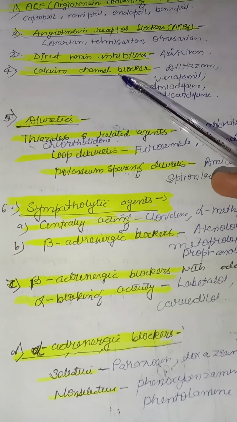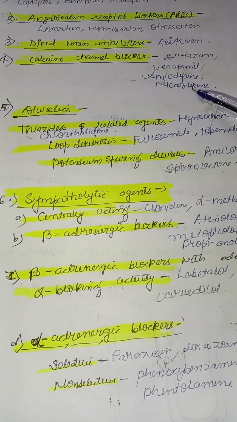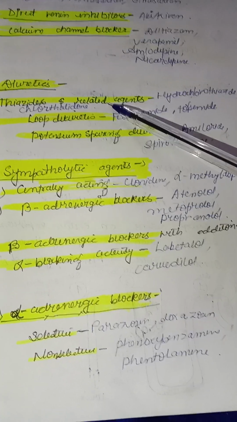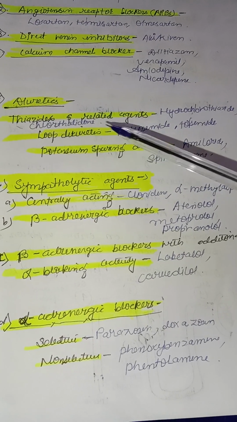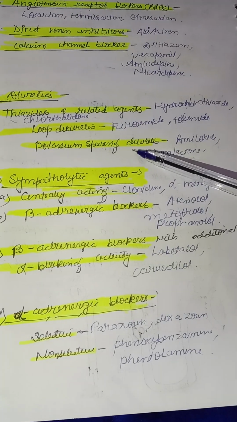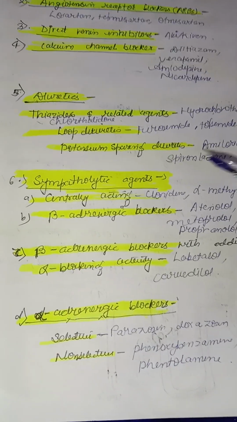Then we have CCB, calcium channel blockers like diltiazem, verapamil, amlodipine, and nicardipine. Then we have diuretics, thiazide and related agents like hydrochlorothiazide and chlorthalidone. Then we have loop diuretics, furosemide and torsemide. Then we have potassium sparing diuretics like amiloride, spironolactone.